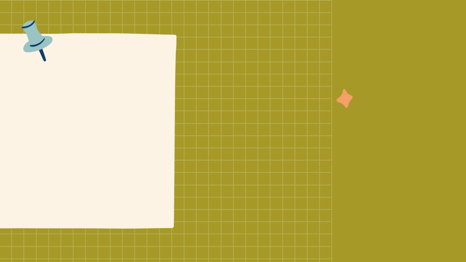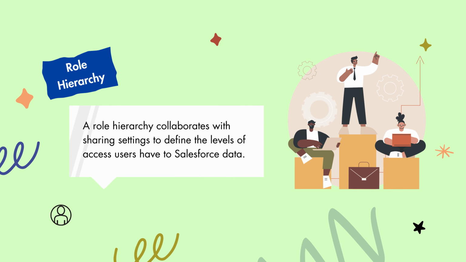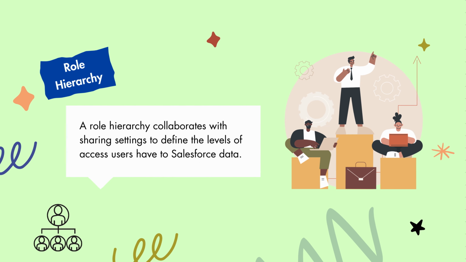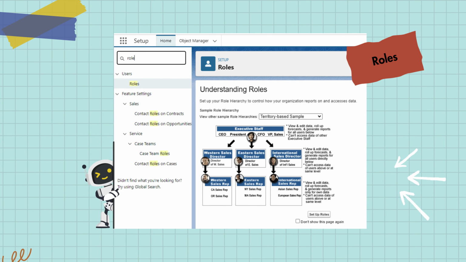Let's start by clarifying how a role hierarchy differs from an organizational chart and how it plays a pivotal role in controlling data access. A role hierarchy collaborates with sharing settings to define the levels of access users have to Salesforce data. Think of it as a dynamic structure that ensures users can access the data of all users directly below them in the hierarchy. But here's the kicker: role hierarchies don't have to align with your organizational chart. Each role represents a level of data access, and we can strategically group users based on their access needs.